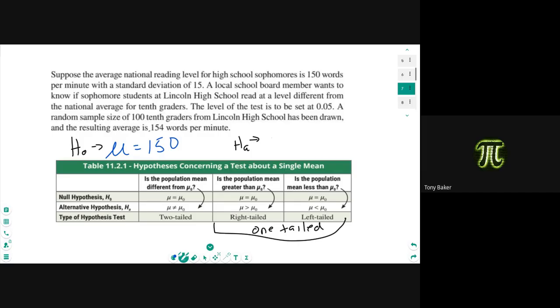What am I trying to test? So this is where the English comes into play. What words in it tell me what I want to figure out? They just said they want to know if the reading level is different from the national average. So it'd be not equal, right? It'd be not equal to.